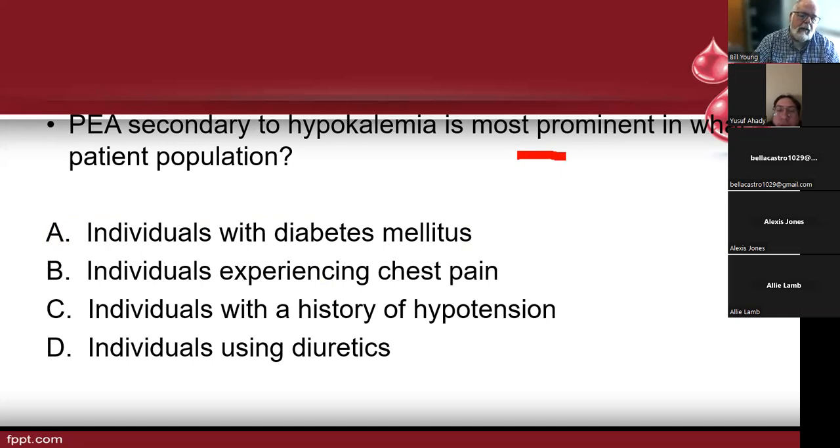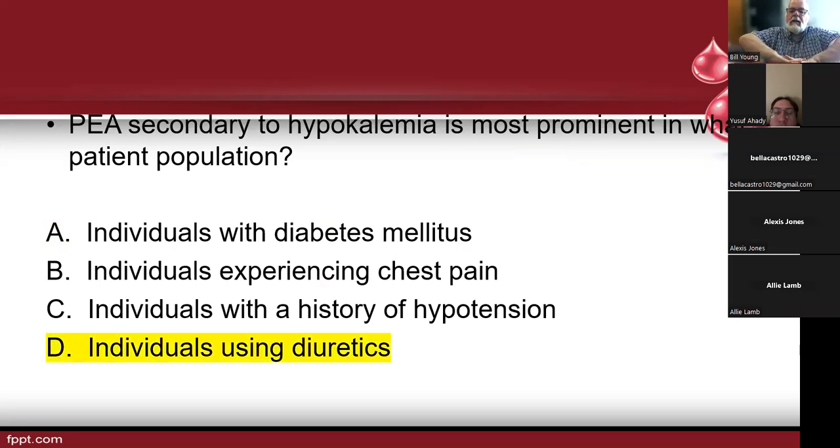Okay. Alexis, PEA secondary to hypokalemia is most prominent in what patient group? A, individuals with diabetes mellitus. B, individuals experiencing chest pain. C, individuals with a history of hypotension. Or D, individuals using diuretics. Would it be D? Yeah, it would be D.